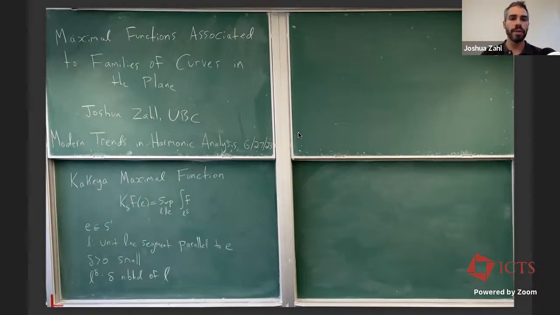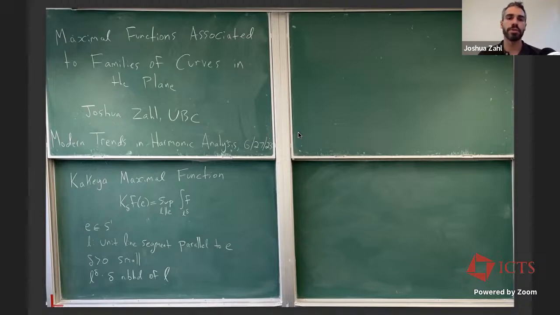And for every direction E, so E can be a unit vector, what I'm going to do is take the supremum over all unit line segments parallel to E. So once E is fixed, I don't get to change the direction of L, but I can translate it around. And I'm going to slightly thicken it. So delta is a small number, and I'm going to take the delta neighborhood of L. So you should think of this as a rectangle, which has length 1 and width delta. And I'm going to average f over that rectangle.